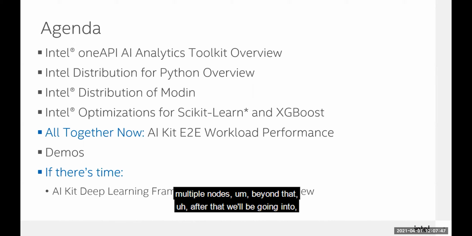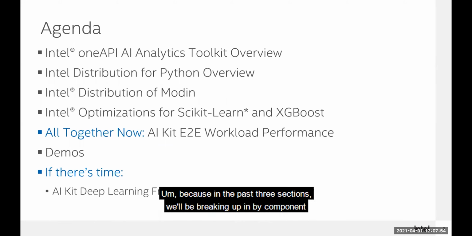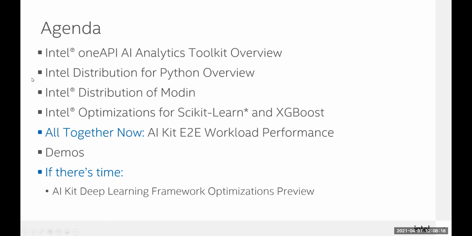After that, we'll be going into Intel optimization for scikit-learn and XGBoost. And then we'll be taking everything together because in the past 3 sections, we'll be breaking up by component of an end-to-end workload that a data scientist may cover. And we'll pull it all together and see exactly when you combine all of these optimizations, what kind of performance you can get. And then after that, I will do a few demos to actually demonstrate what this looks like in real time and what the actual changes look like. All right, with that, let's begin.